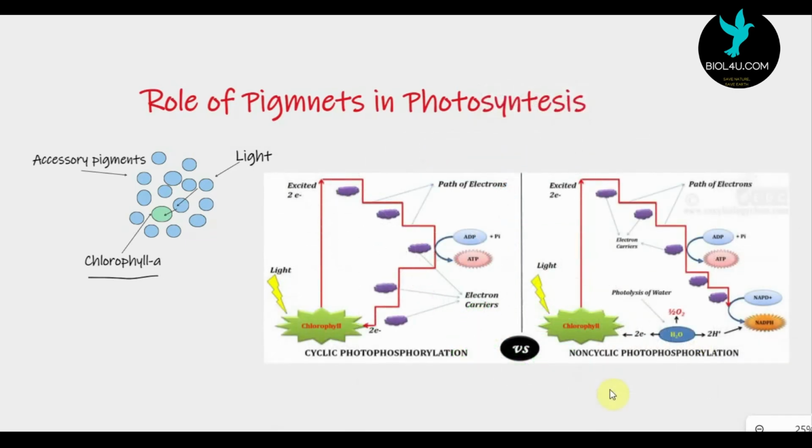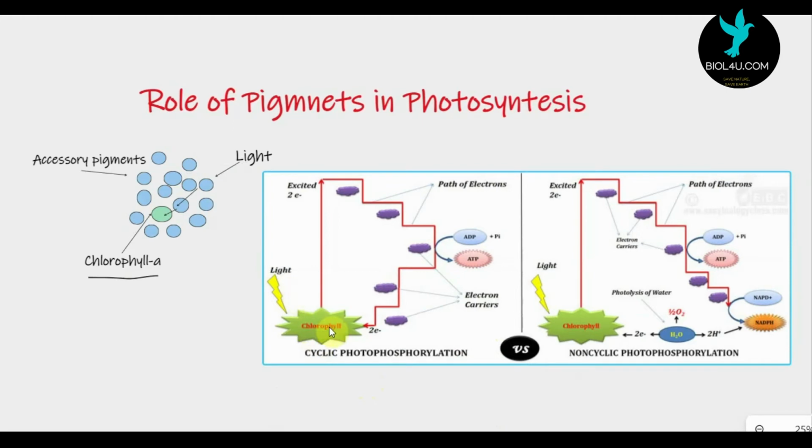See, the electron is expelled from chlorophyll A. When light falls on the chlorophyll, the electron is expelled, and this electron transfers from one carrier to another. During that time, ADP combines with inorganic phosphate to form ATP. That means phosphorylation takes place with the help of the phosphorylase enzyme, and ATP is forming. This electron transfer is of two types: cyclic photophosphorylation and non-cyclic photophosphorylation.